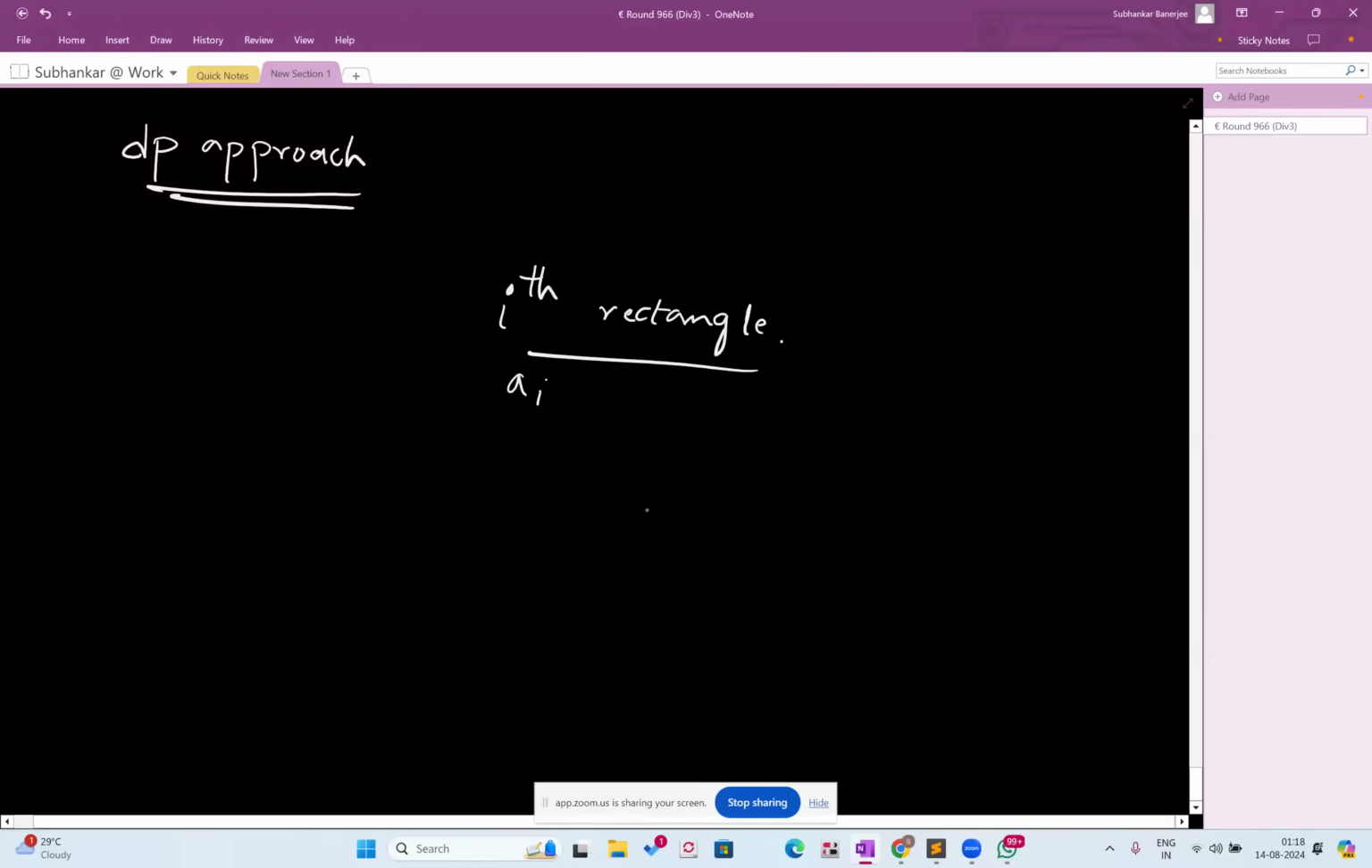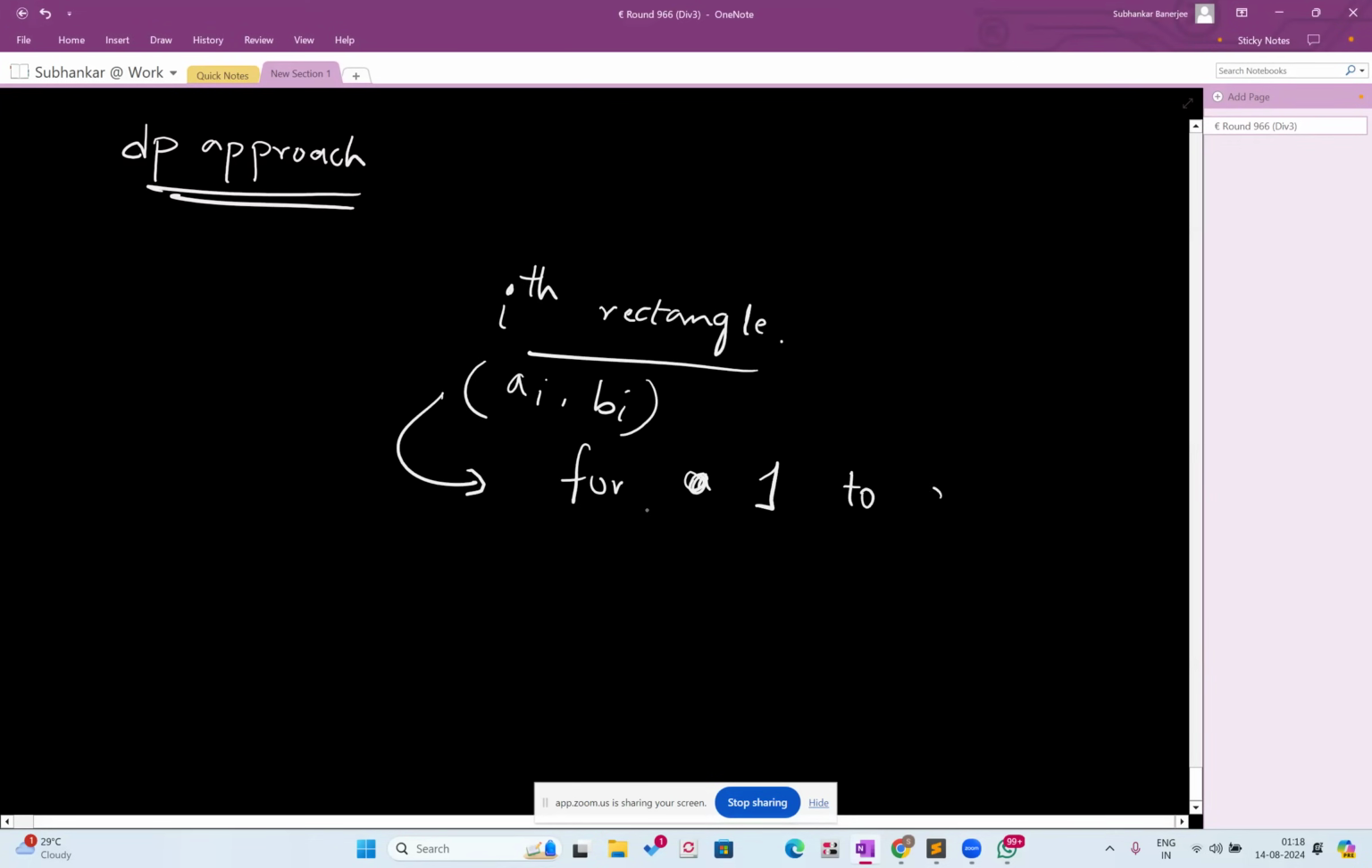Okay, so I'll just go with the DP approach. Whenever I am at the ith rectangle, suppose this has dimension ai comma bi. What can we take away from this? We can take away a score from 1 to ai plus bi. This can be the score taken away from this, right?